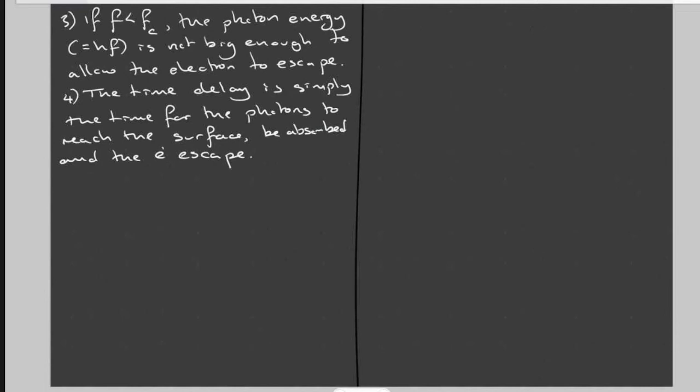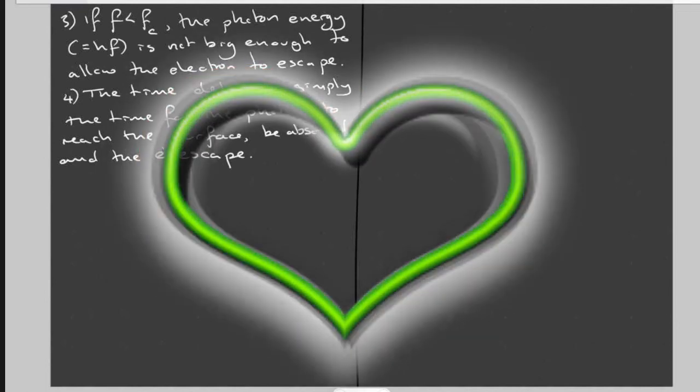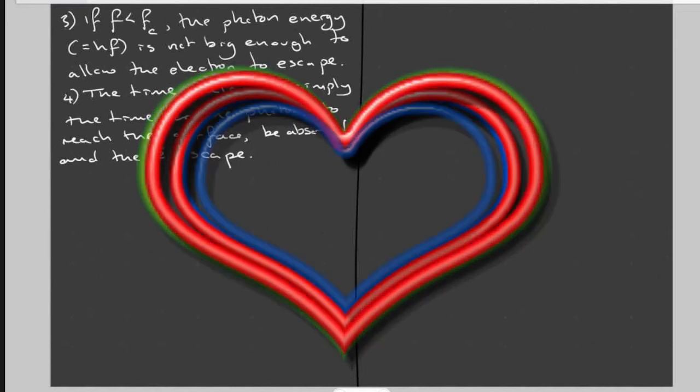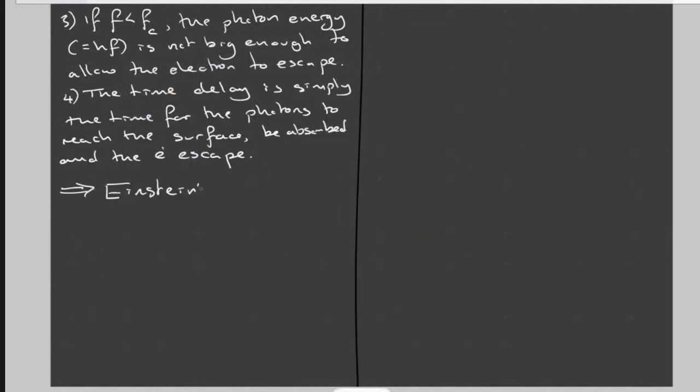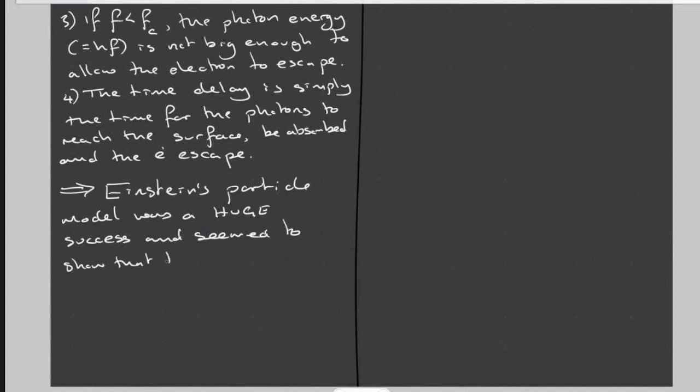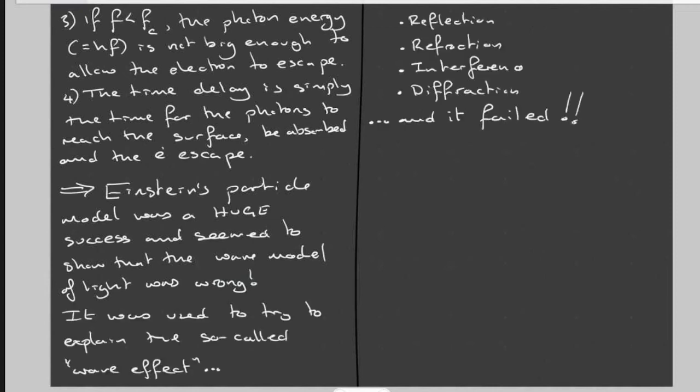And the particle model of light associated with Einstein was like a crazy success. Everybody was really happy. Einstein's particle model was a huge success and seemed to show that the wave model was wrong. So what they did was they looked at all those wave effects. Sadly, Einstein's particle model completely failed in explaining so-called wave effects. It could not explain diffraction patterns, interference, refraction.